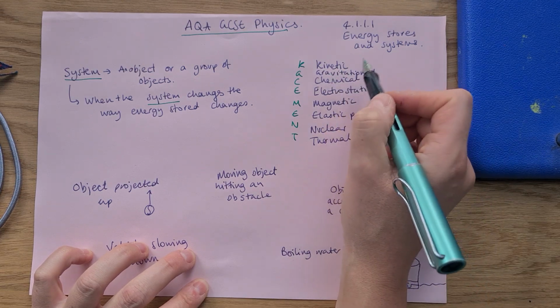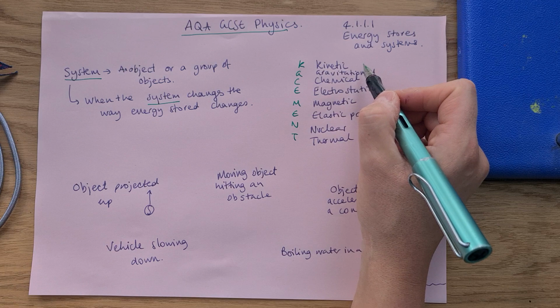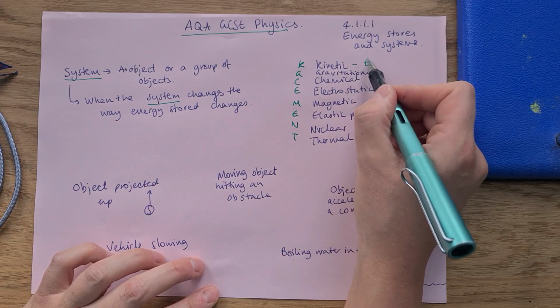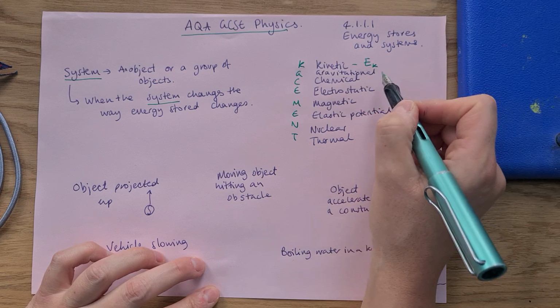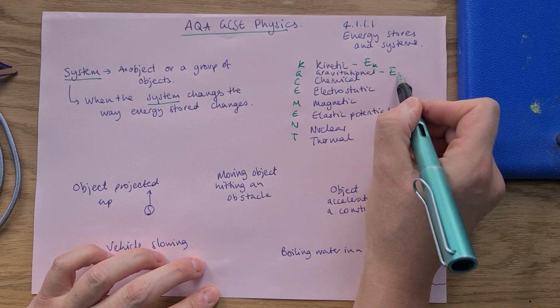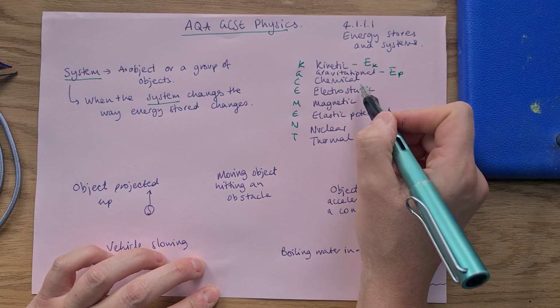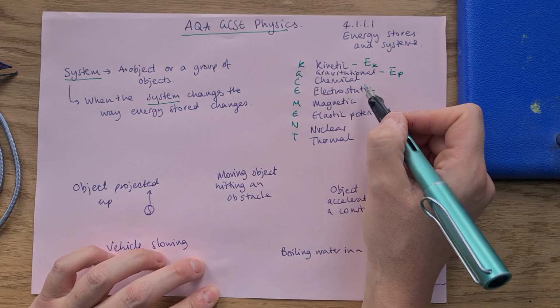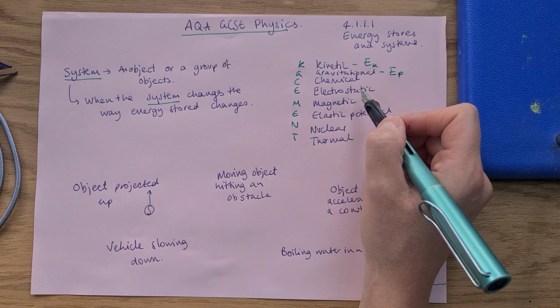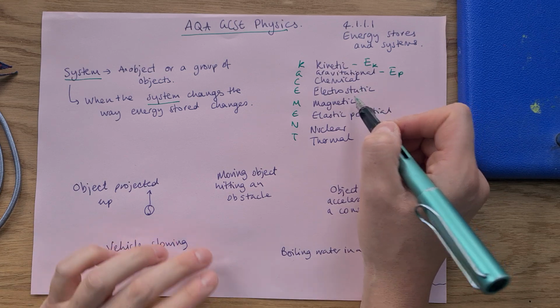So there's kinetic energy stored in anything that's moving. As physicists, we like to be lazy. I don't like writing the word kinetic, so instead I'm going to write EK, energy kinetic. Gravitational potential energy, anything that could fall has this energy, EP. Chemical energy tends to be more GCSE chemistry, but we might look at chemical energy when we do nuclear physics a little bit, I guess.